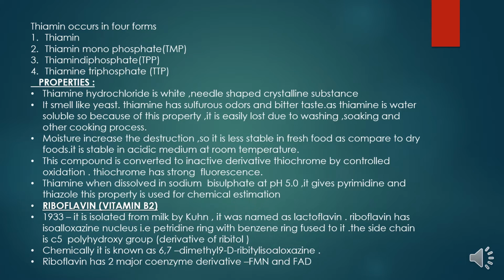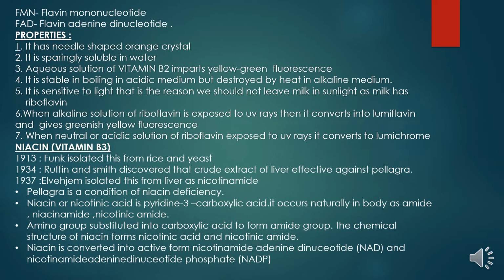Chemically it is known as 6,7 dimethyl 9 D ribityl isoalloxazine. Riboflavin has two major coenzyme derivatives, FMN and FAD. So what are the full forms of FMN and FAD? These are very important from the examination point of view. FMN is flavin mononucleotide. FAD is flavin adenine dinucleotide.